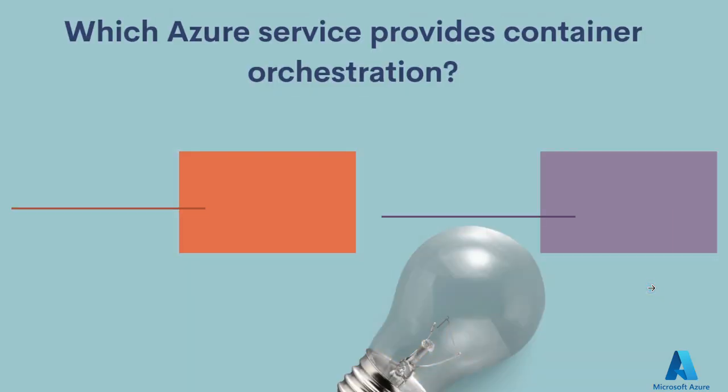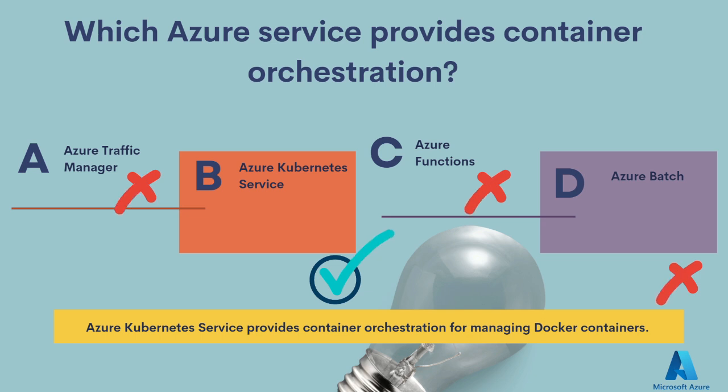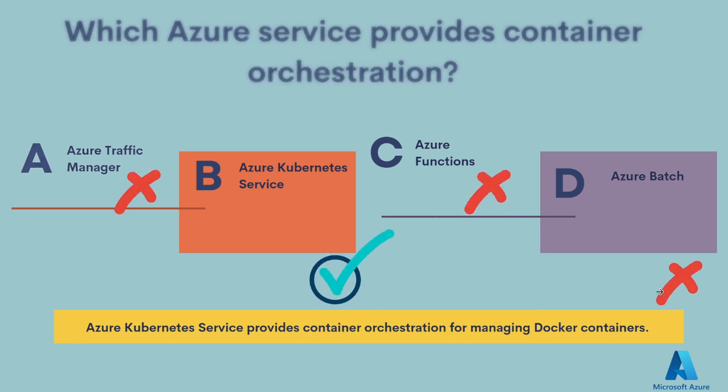And our next question is, which Azure service provides container orchestration? And our options are Azure Traffic Manager, Azure Kubernetes Service, Azure Functions, Azure Batch. And the right answer is Azure Kubernetes Service. Azure Kubernetes Service provides container orchestration for managing Docker containers. Let's go to the next question.